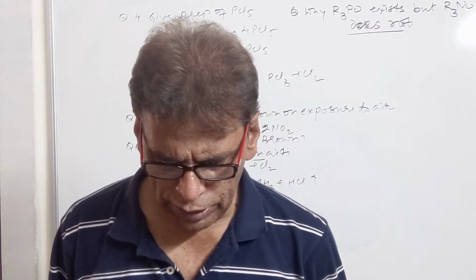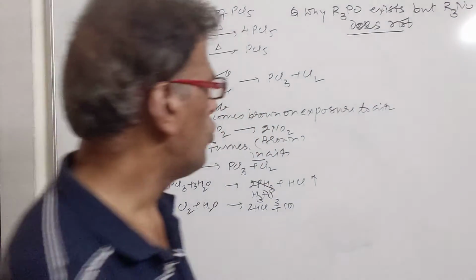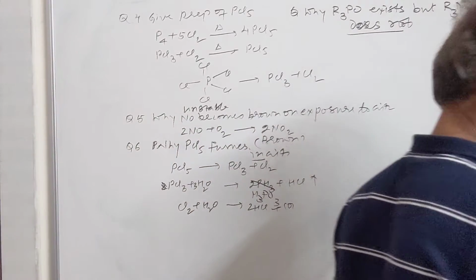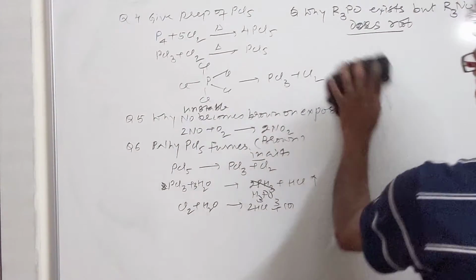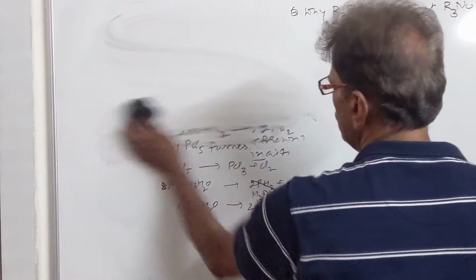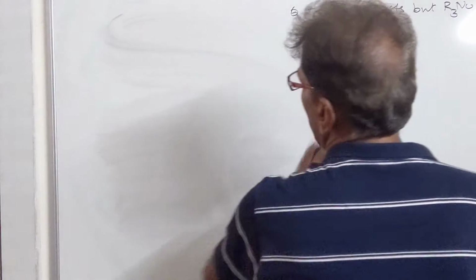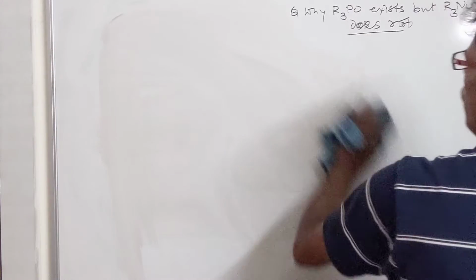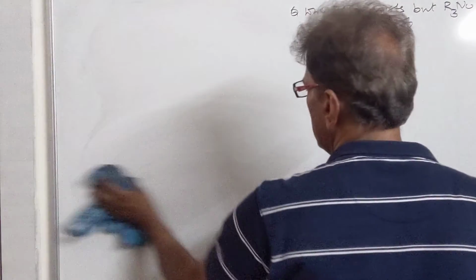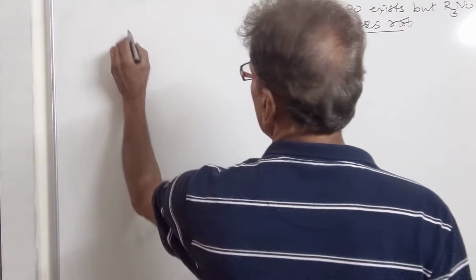Then we have the question, what is Ostwald process? Ostwald process, like Haber's process, which is used to prepare ammonia in the industry. Similarly, we have Ostwald process, which is used to prepare nitric acid in the industry.